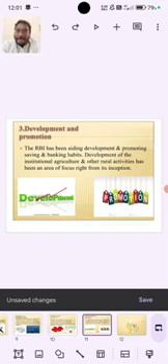These are all the major functions played by the RBI, Reserve Bank of India.